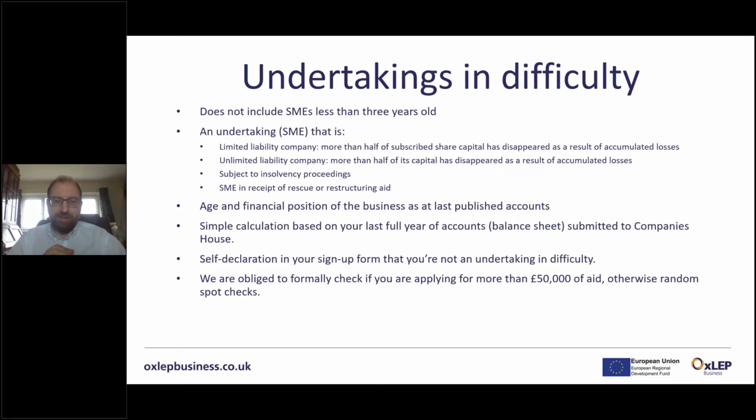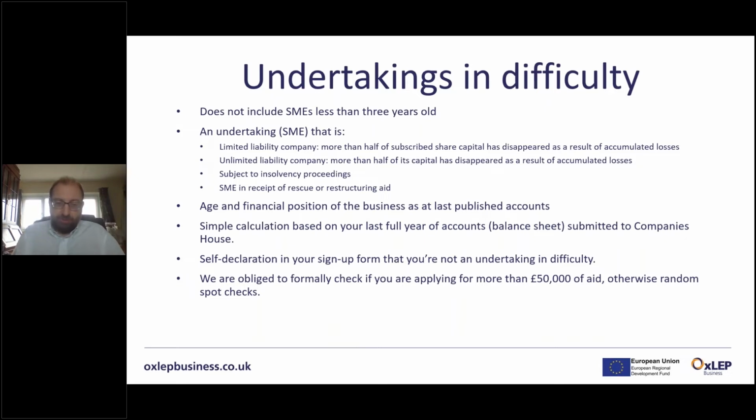It is based on the age and financial position of the business as at its last published set of accounts, and it's a very simple calculation, although it reads fairly fiendishly, based on the last full year of accounts, the balance sheet that you submitted to Companies House. And there is a self-declaration in the form that you will complete when you sign up to the ISFB programme that confirms you're not an undertaking in difficulty.